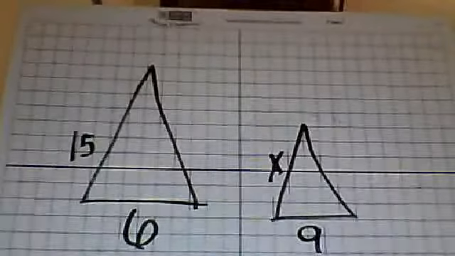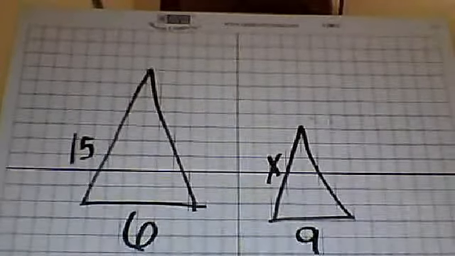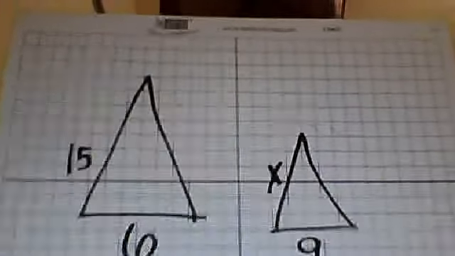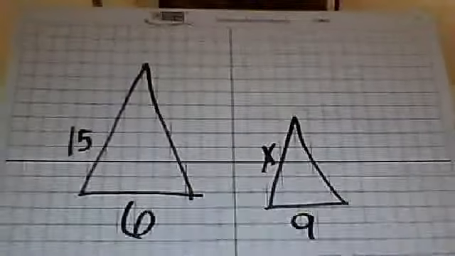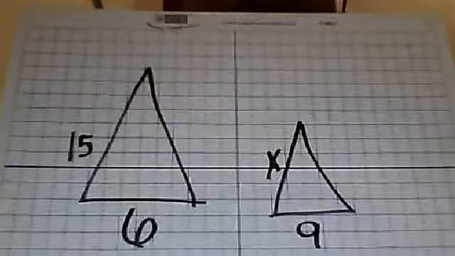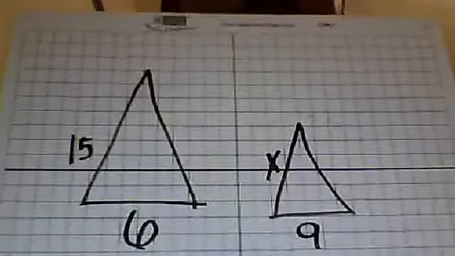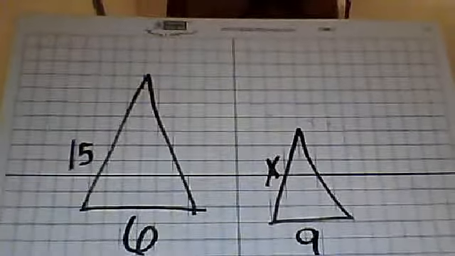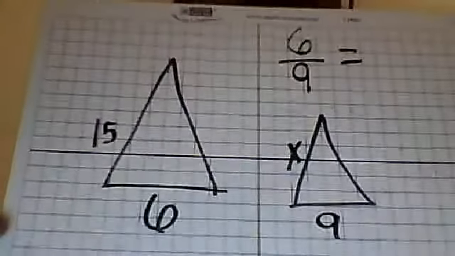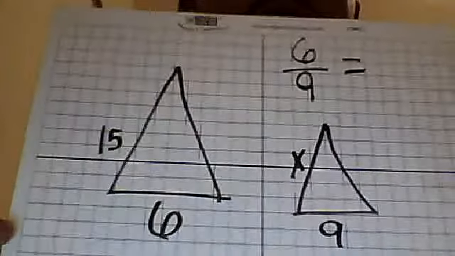So what has to happen is you have to find what x equals and also what ratio these similar figures have. So how do we do that? Well, first look at the bottom. You have the base of a triangle and the base of another triangle. So we'll make that 6 over 9 equals 15 over x.